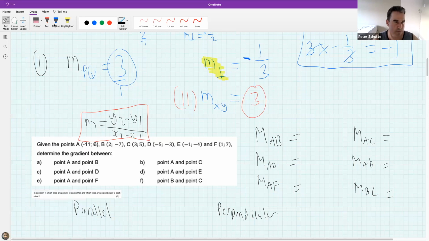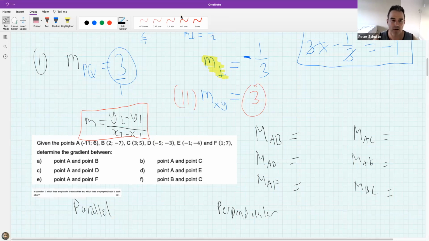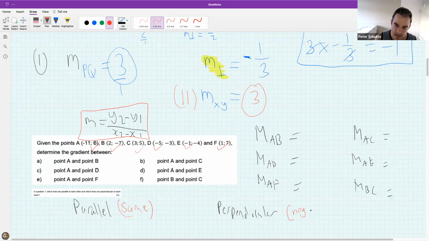Does anybody have a question while students are working diligently on this? Okay, Kutwano. So we're going to first find all our gradients. You'll see that there's a whole bunch of different points, right? First of all, you find the gradients. Then you look at the relationship between the gradients. If the gradients are the same, we know they're parallel. If the gradients are negative reciprocals, an easy way of saying it is if you flip it over and change the sign, then they're perpendicular.